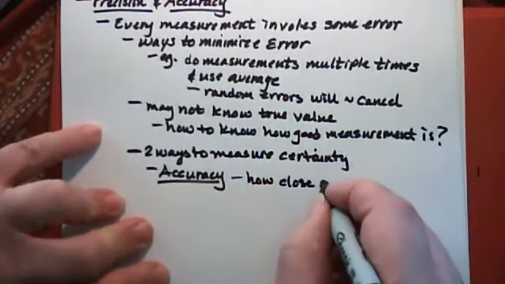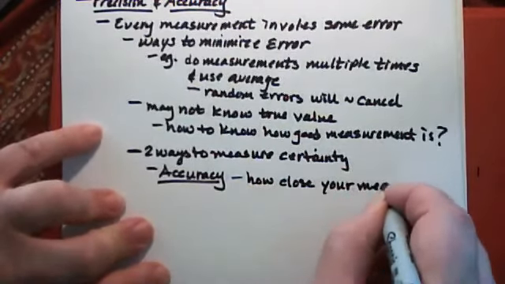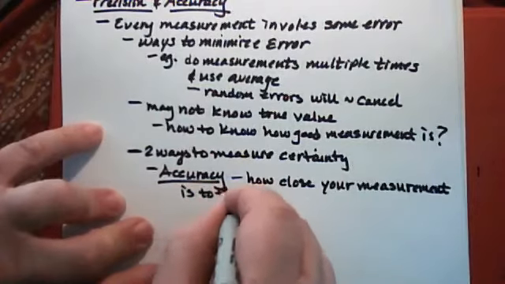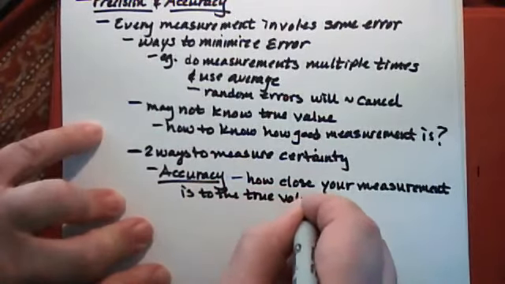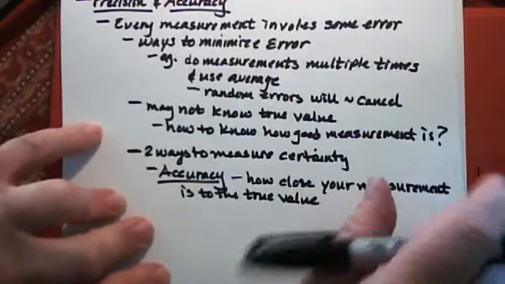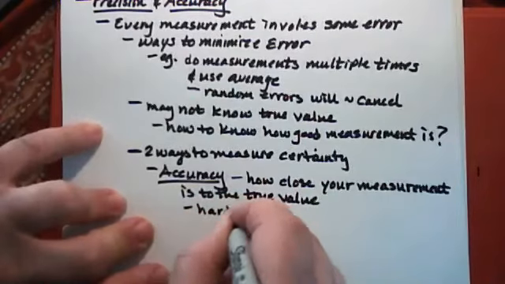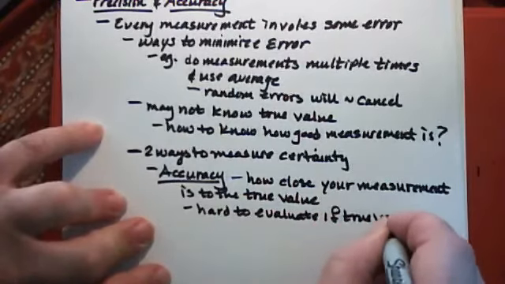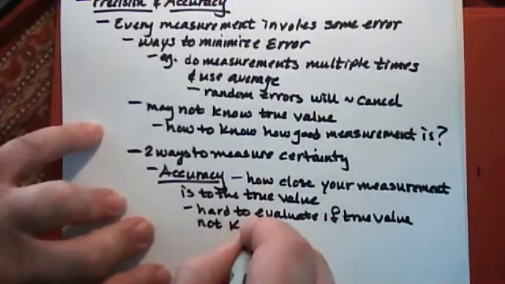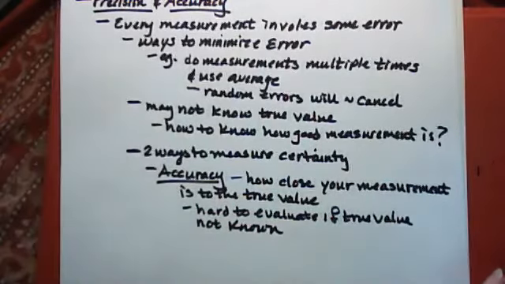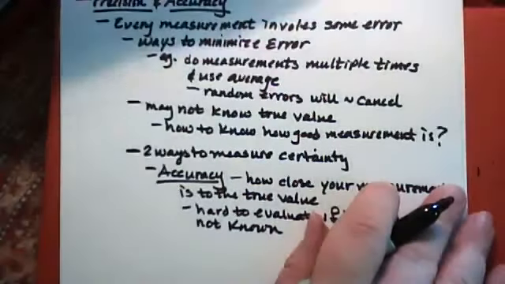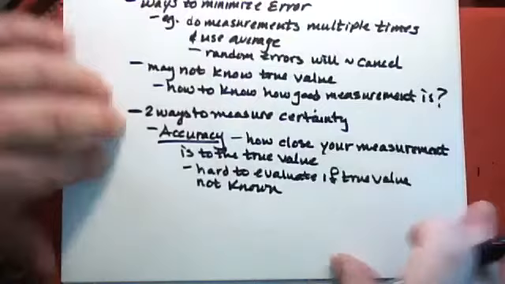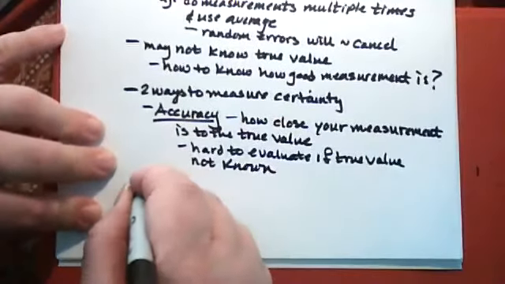Because accuracy is defined as how close your measurement is to the true value. And like I said, that's pretty hard to evaluate if you don't know what the true value is. So we've come up with another method that often can sort of give you a hint as to how good your accuracy is, and that's precision.